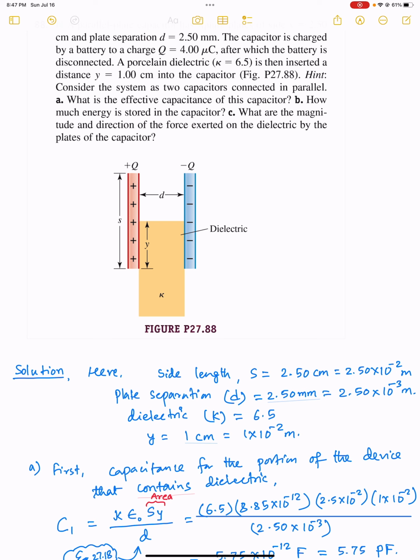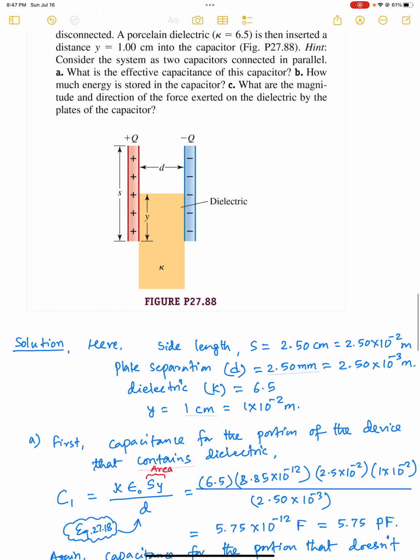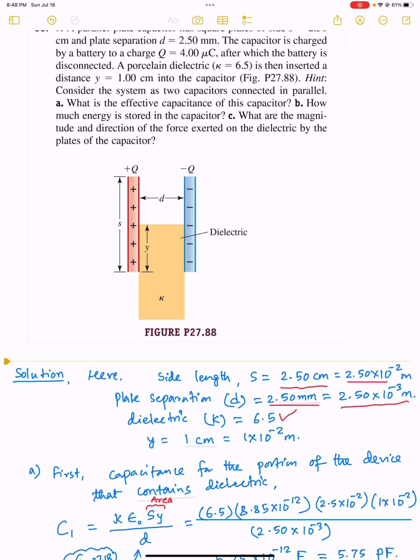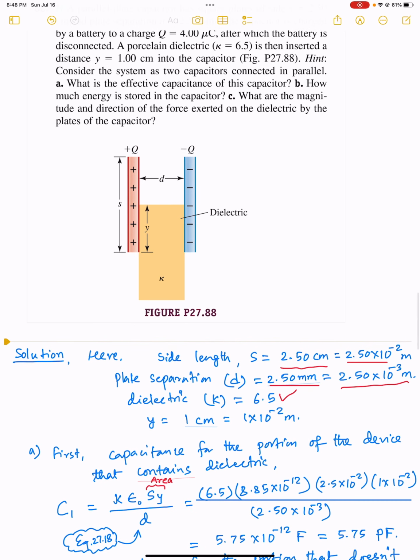So you have to find out the effective capacitance of this capacitor for part 1. Here the side length is 2.50 centimeter, which is this much. You can further convert the plate separation 2.50 millimeter; it will be 2.5 times 10 to the power minus 3 meter. The dielectric constant is given, and the distance at which the dielectric is inserted is also given, so this is 1 times 10 to the power minus 2 meters.